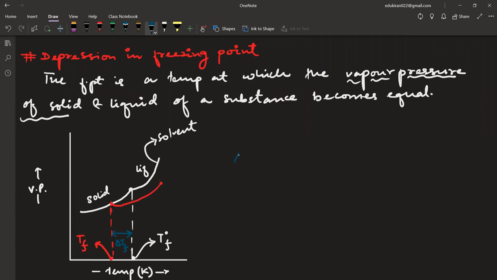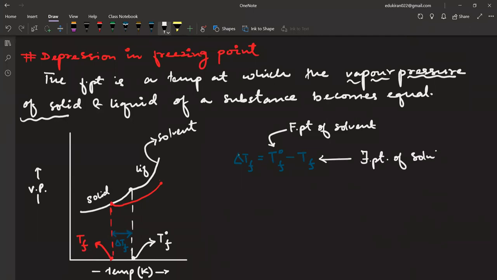Is this clear? Yes or no? Please tell me, sir. Yes, sir. So delta TF will be equal to T naught F, which is higher, minus TF, which is lower. So what is this T naught F? It is the freezing point of solvent. And what is this TF? It's the freezing point of solution. And this delta TF is the depression in freezing point.